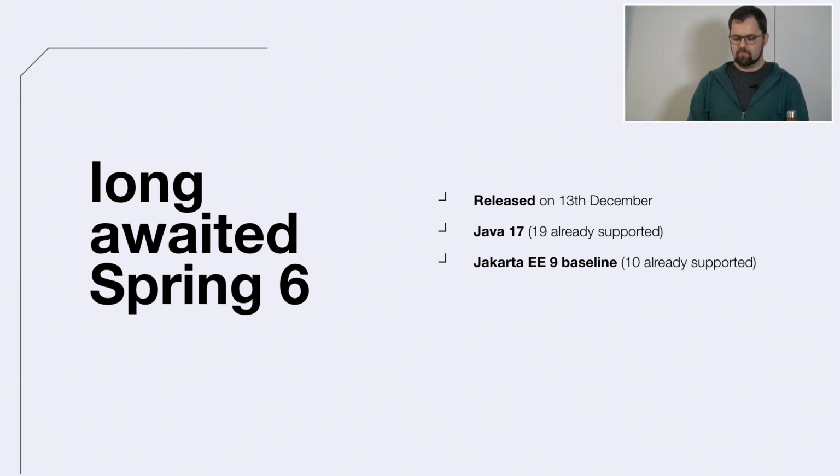By the way, in Spring Framework 6, some Java 19 features are already supported. We will look at that a bit later. A new baseline for Jakarta Enterprise Edition is also introduced, with the baseline of version 9 and some support for version 10 already. This means better and faster Java Enterprise support, because Jakarta Enterprise Edition is now maintained and stewarded by the Eclipse Foundation and not Oracle. So that's a welcome change.